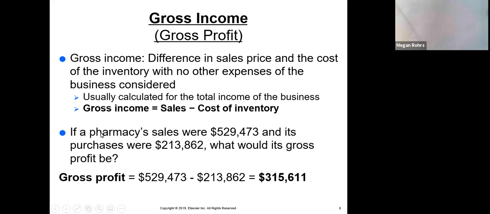So here we have an example. If a pharmacy's sales were $529,473 and its purchases were $213,862, what would its gross profit be? So once again, we just take the difference between the sales and the cost of inventory here, which would leave us with $315,611. So let's take a look at a couple examples here from the book.